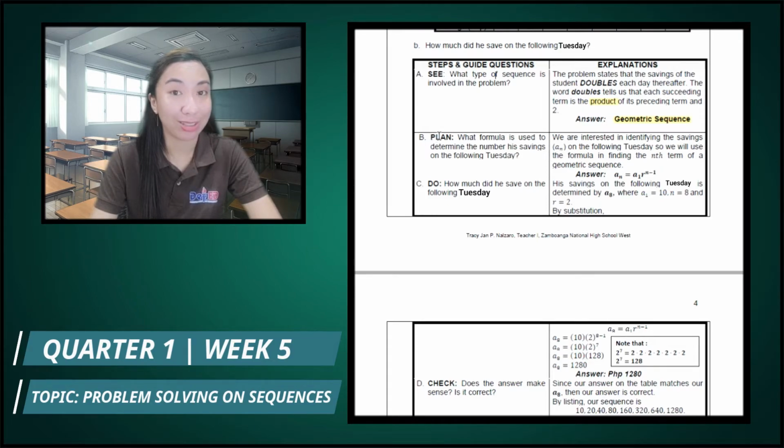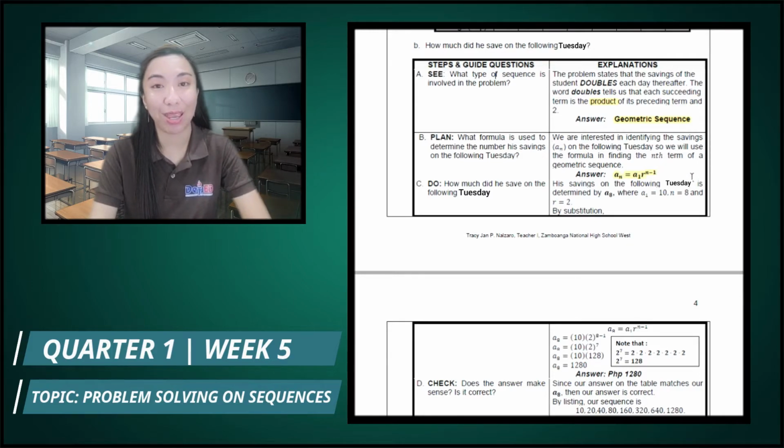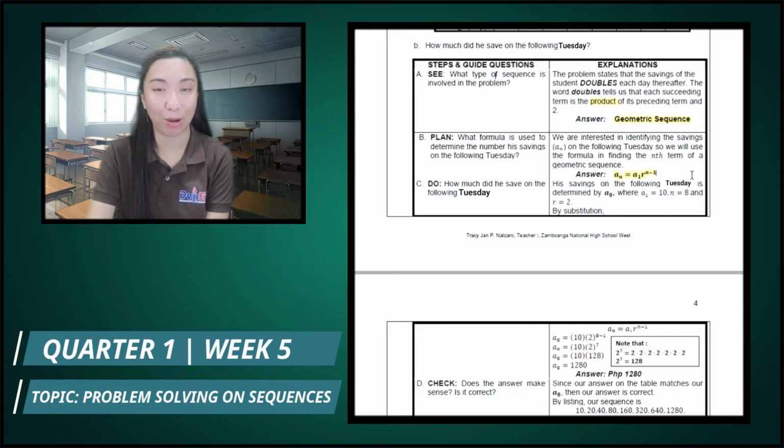For letter B or step 2, plan. What formula is used to determine his savings on the following Tuesday? We are interested in identifying the savings, or A sub n, on the following Tuesday. So we will use the formula in finding the nth term of a geometric sequence. And the formula is A sub n is equal to A sub 1 times r raised to the power of n minus 1.